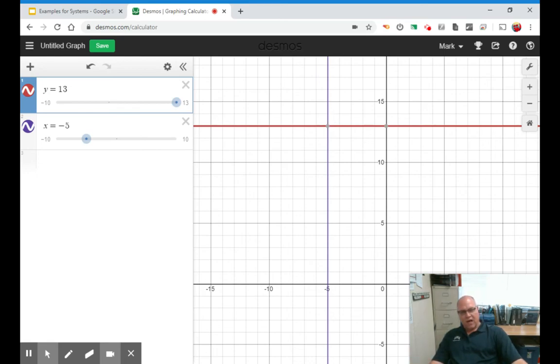Now the vertical line is just x equals -5, because no matter where I go on this line, you see how x is -5? See how the y value changes as I go up and down this line? That's sweet, isn't it? So you see how the y value changes, but the x always is -5. That's why that equation is x equals -5. So then what's our point of intersection? Simply (-5, 13).